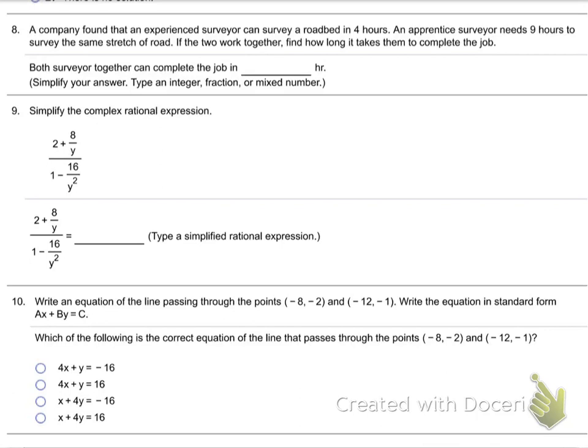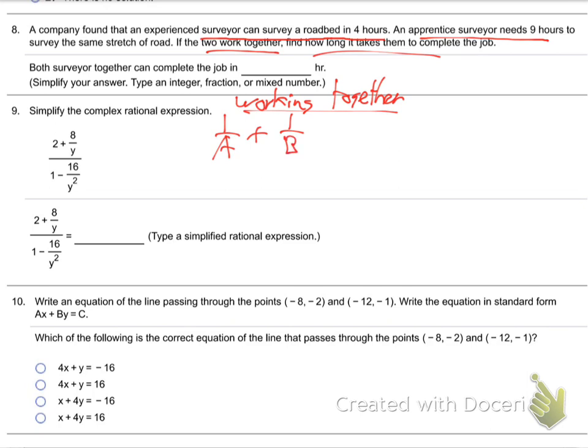Okay, so number 8 here. A company found that an experienced surveyor can survey a roadbed in 4 hours. An apprentice needs 9 hours. If they work together, how long? Well, working together, we have a formula for working together. It's 1 over A plus 1 over B is 1 over together. I want you to put this on your full sheet of notes for the final exam.